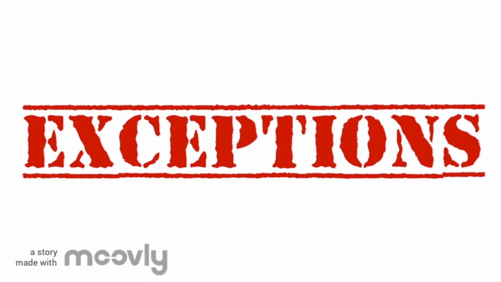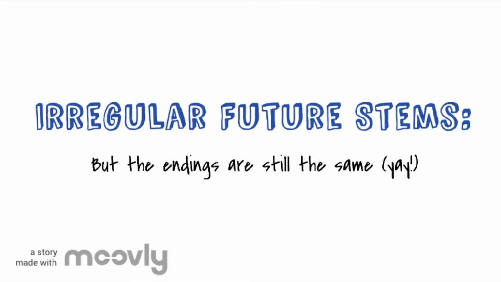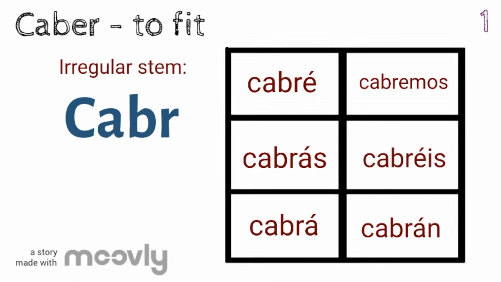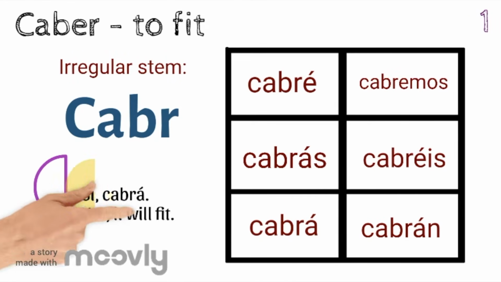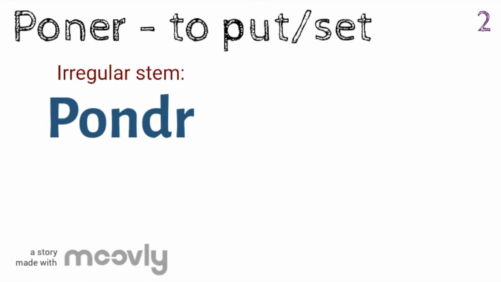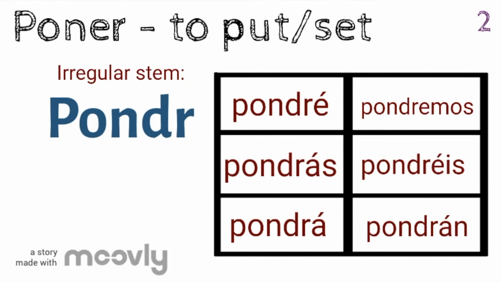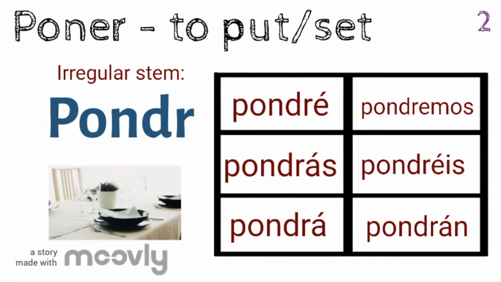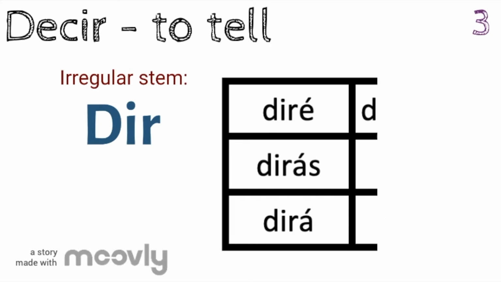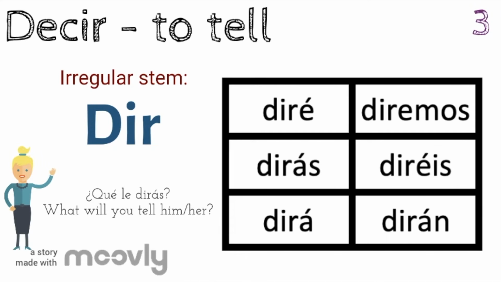There are 12 irregular stems, but even so, the endings are still the same as the ones we already learned. Pause the video as necessary. Caber takes the new stem cabr, so when we add the endings, the conjugation chart looks like this. Cabrá, will it fit? Sí, cabrá, yes, it will fit. Poner takes the new stem pondr, with a D. Yo pondré la mesa, I will set the table. Decir takes the stem dir. ¿Qué le dirás? What will you tell her or him?